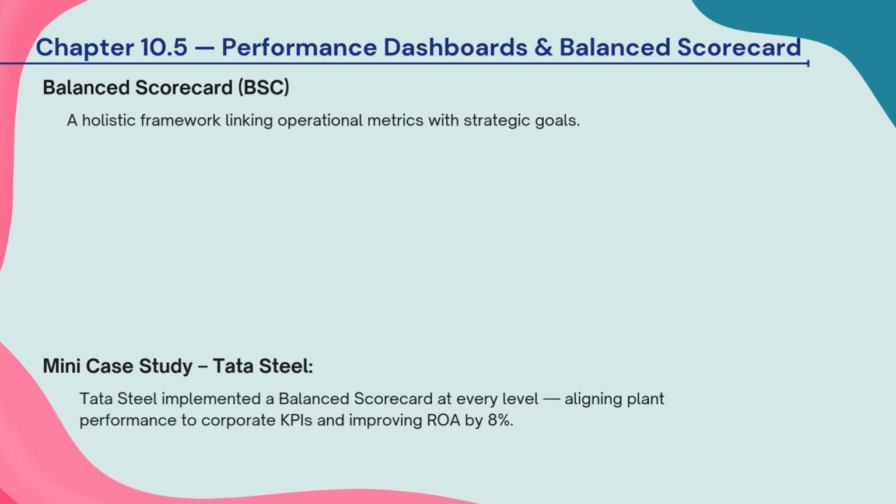This slide summarizes the Balanced Scorecard, a framework that connects day-to-day metrics with long-term strategy. It looks at four perspectives: financial, customer, internal processes, and learning and growth, each with its own objectives and KPIs. The Tata Steel example shows how using BSC across all levels helped align plant operations with corporate goals and improved their return on assets by 8%.